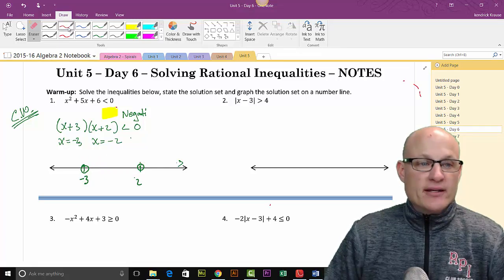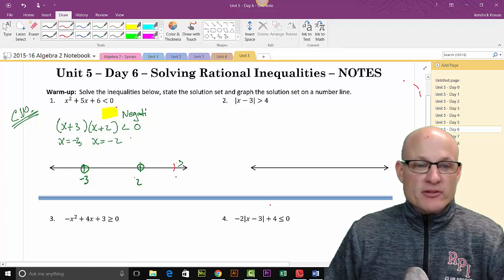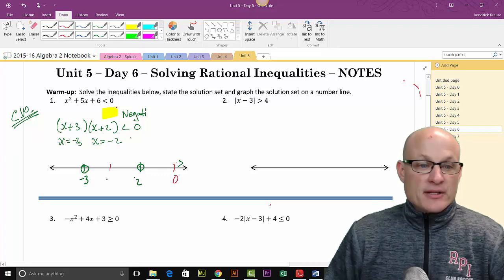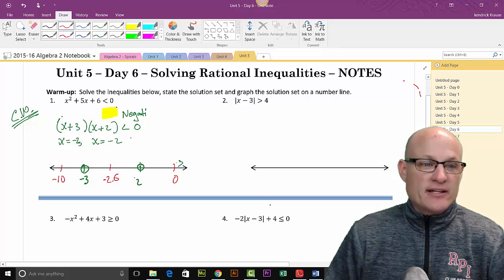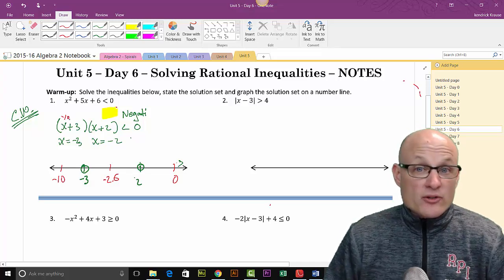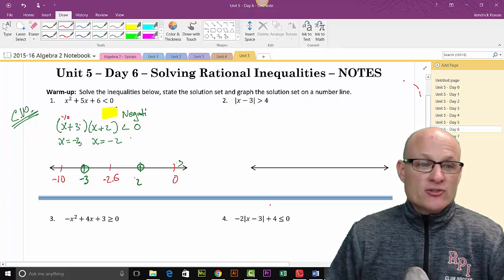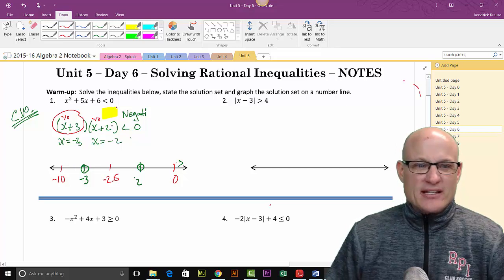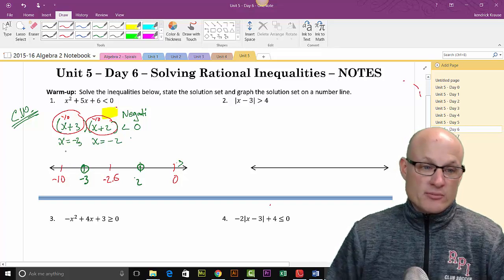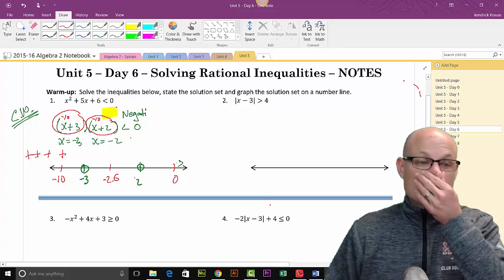So what I want to do then is pick numbers. I'm going to pick 0. I'm going to pick negative 2.5. And I'm going to pick negative 10. Just numbers that are easy to plug in. So let's plug in negative 10 for x. Now the only thing we're concerned about is negative or positive. If I add those up, doesn't that equal negative 13? Again, I only care about negative, so it's negative and negative. What is a negative times a negative? It's positive. So in this region, off to the left, it's positive.